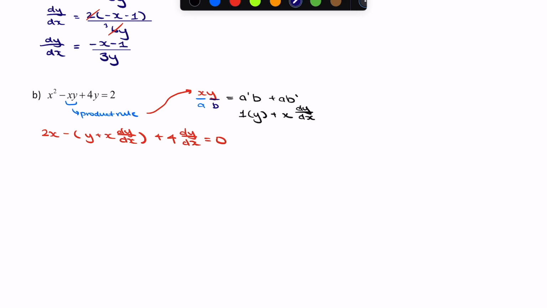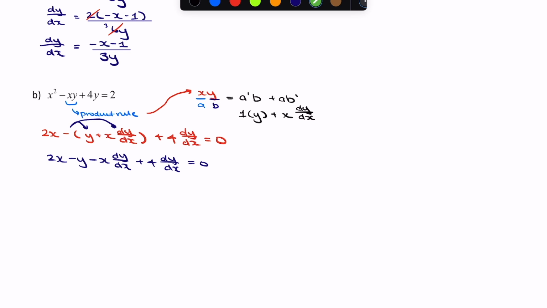So here we'll distribute the negative into both the y and the x dy over dx. So here we're left with 2x minus y minus x dy over dx plus 4 dy over dx is equal to 0.